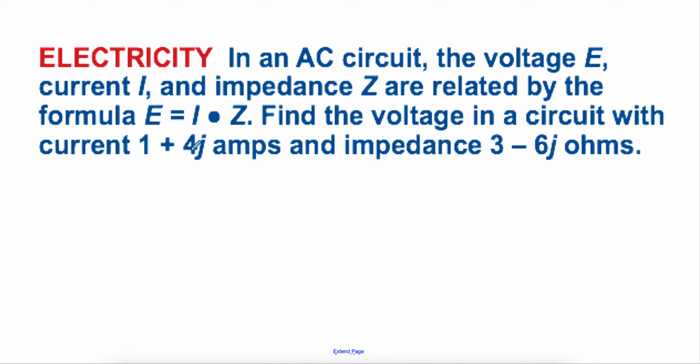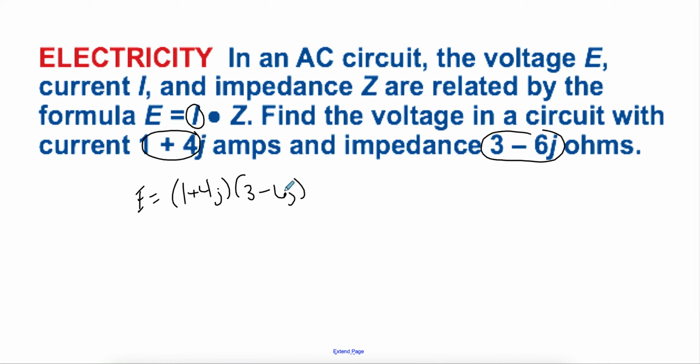So our current is I and impedance is Z. So we're going to plug this in for I. So 1 plus 4j. And we're going to plug this in for Z. So times 3 minus 6j. And that will equal my voltage when I'm done. And then we just FOIL it out.